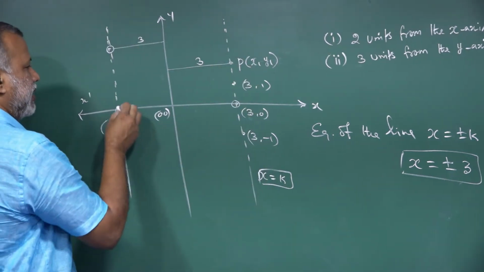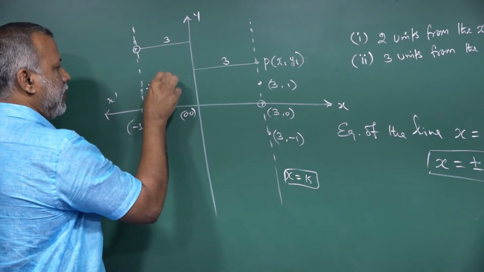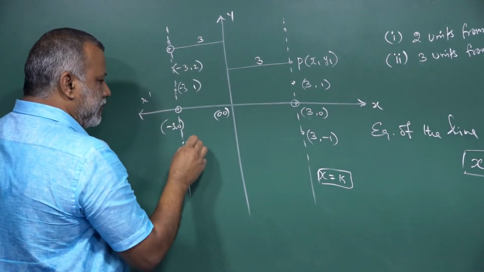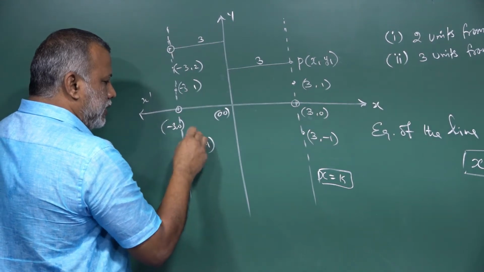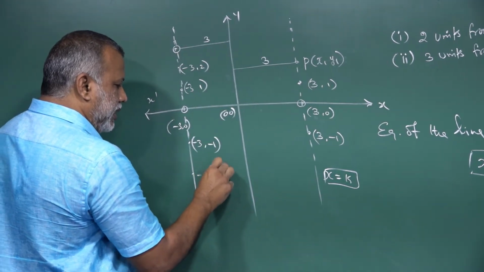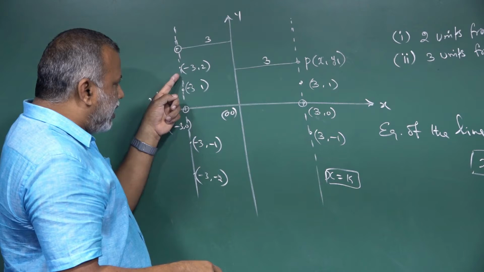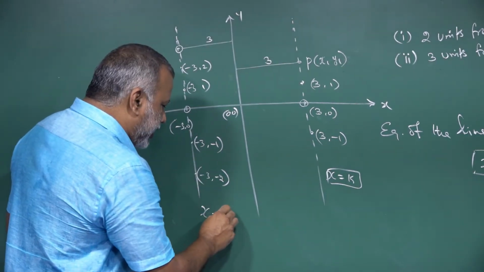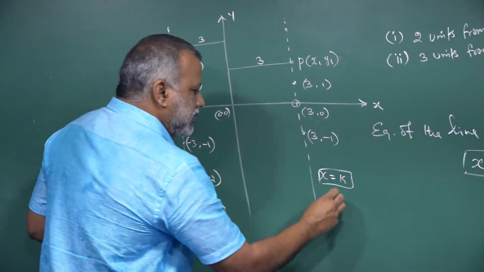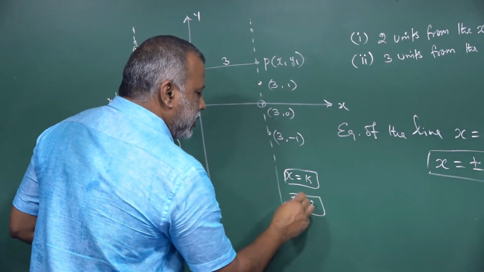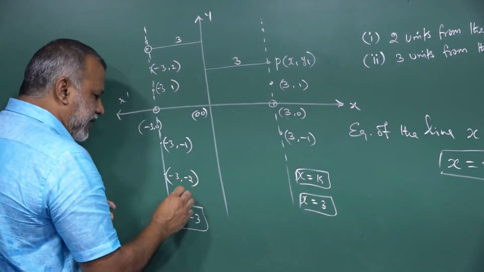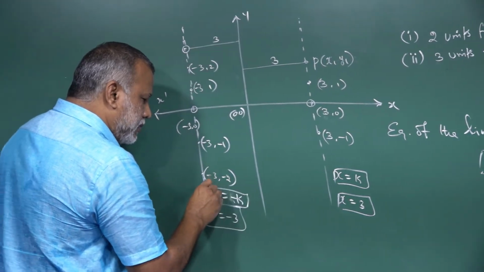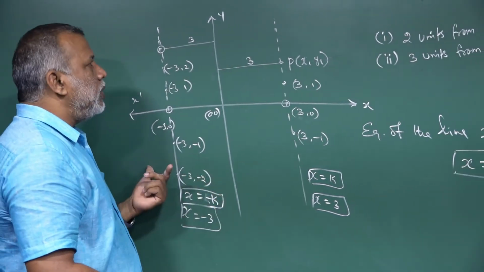In the same way, here we can say minus 3 comma 1, minus 3 comma 2, like this. Here minus 3 comma minus 1, minus 3 comma minus 2. Here the value of x is unaltered, its value is minus 3. Therefore x equal to minus 3, and here x equal to positive 3. So instead of 3, any number we can say, so x equal to plus or minus k. This is the straight line parallel to the y-axis.